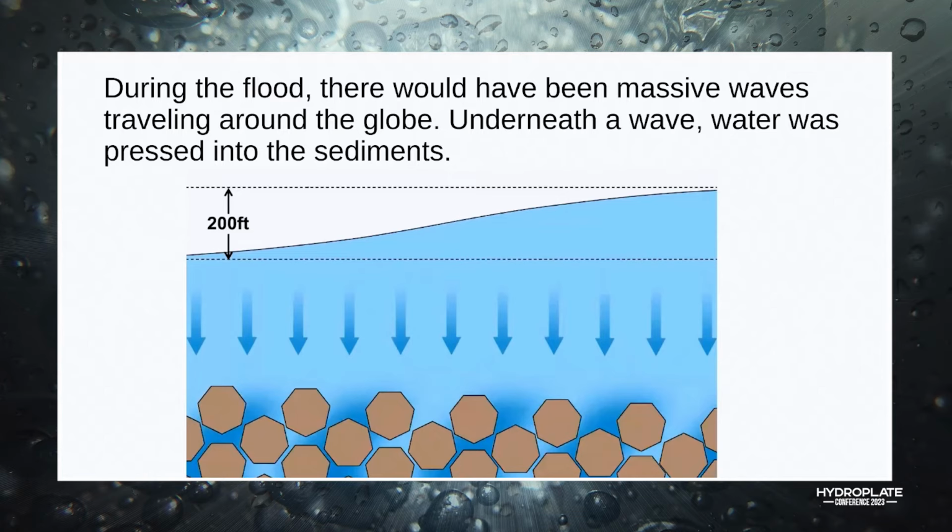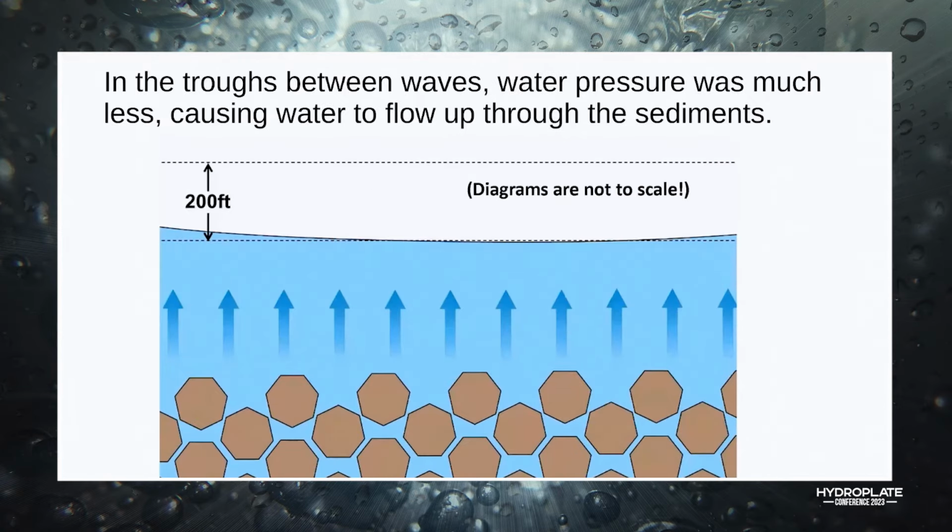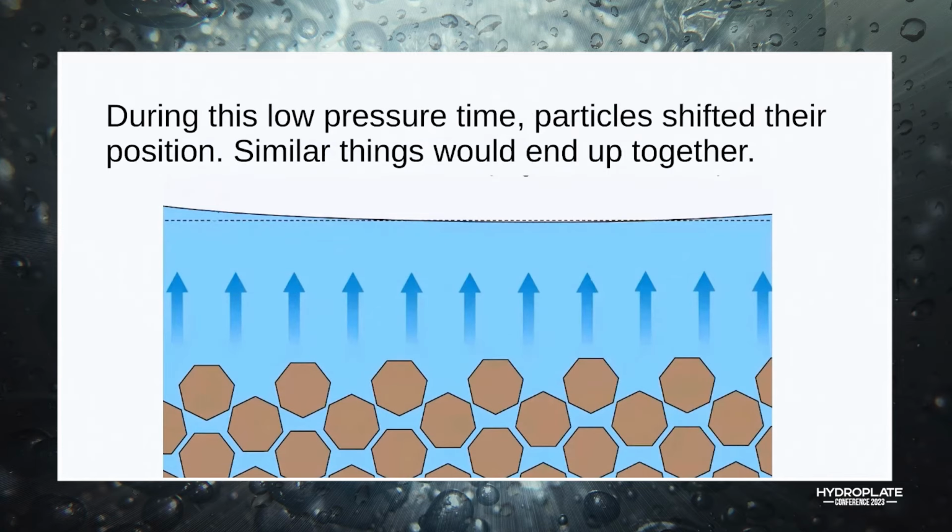During the flood, there would have been massive waves traveling around the globe, and underneath a wave, the water was pressed down into the sediments as the water pressure increased. And then in the troughs between the waves, the water pressure was much less, and so the water would flow back up through the sediments and suspend them for a short time so that they would be able to shift their position. And in this way, similar sediments would end up at a similar position. And here's a little animation by Brian Nichols showing this in action.